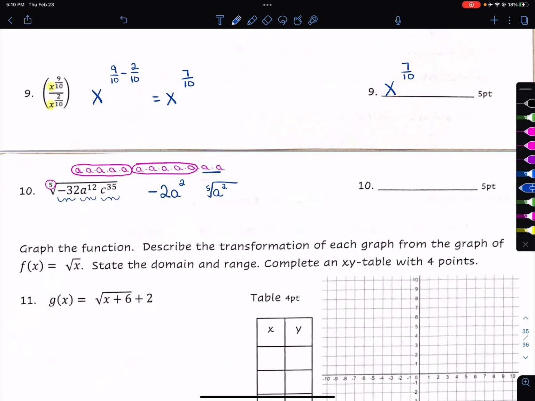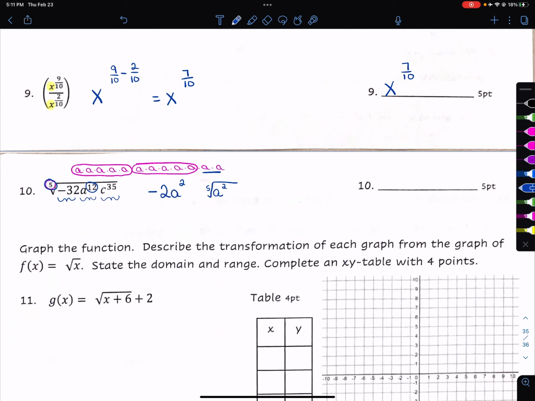Okay, so the shortcut to that we've talked about in class is we can take 12 and see if we can divide it by 5. Well, I can't divide 12 by 5 evenly, but I can divide 10 by 5. So 10 divided by 5 gives me 2, and that's where I get a squared from. And then there were still 2 of them remaining, so 12 minus 10 leaves me the 2 remaining, and so that a squared has to stay underneath the radical.